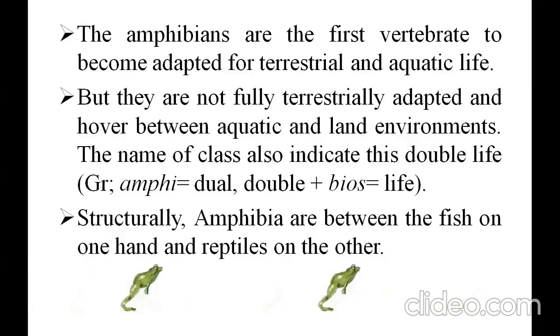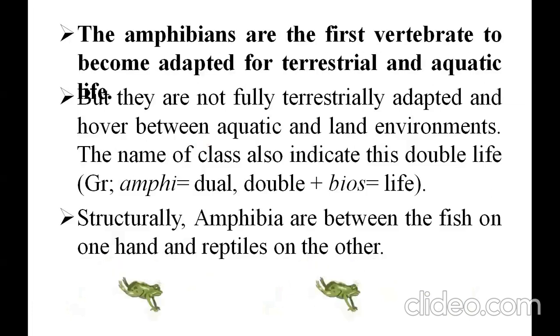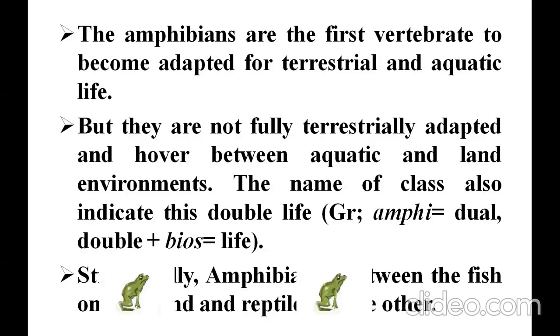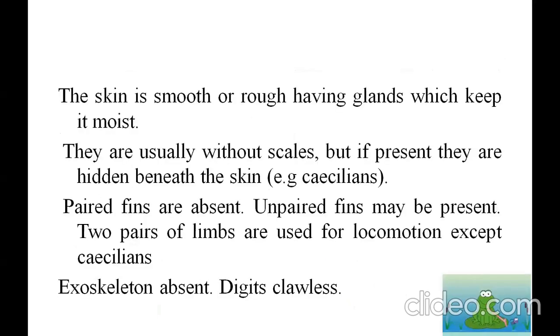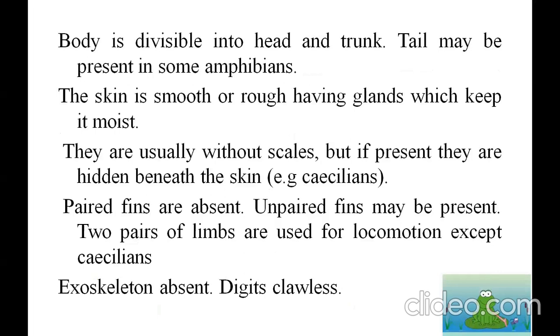And what are the other features? How are they going to be differentiated? What features are going to be the important ones? How is the organism going to be identified? The body is divisible into head and trunk region, and in some of the amphibians the tail may be present, and in most of the amphibians the tail is absent.